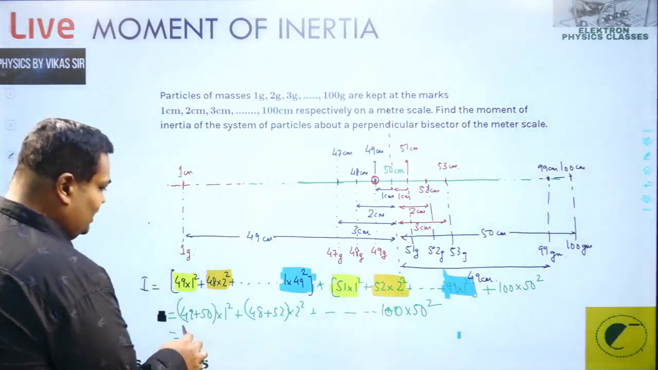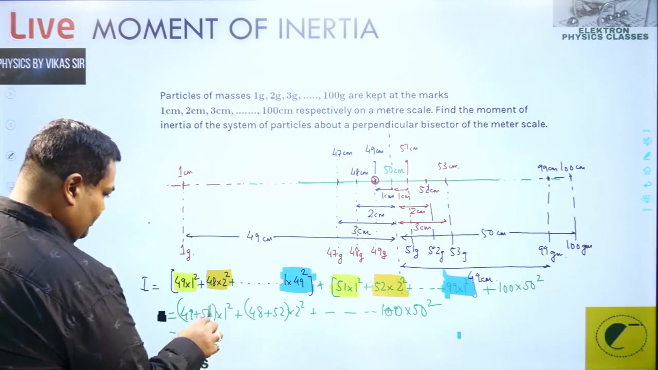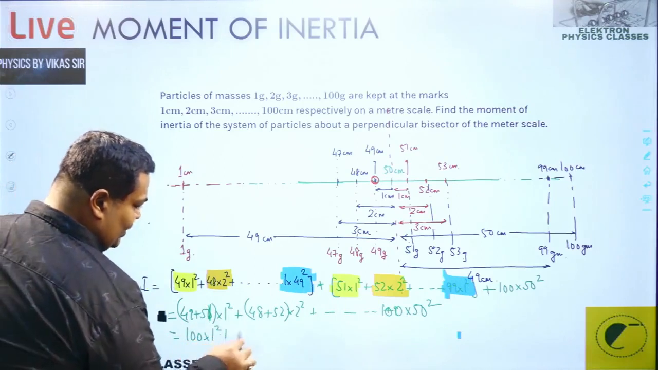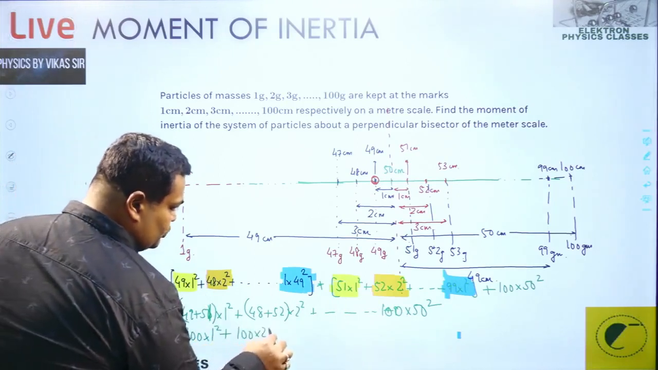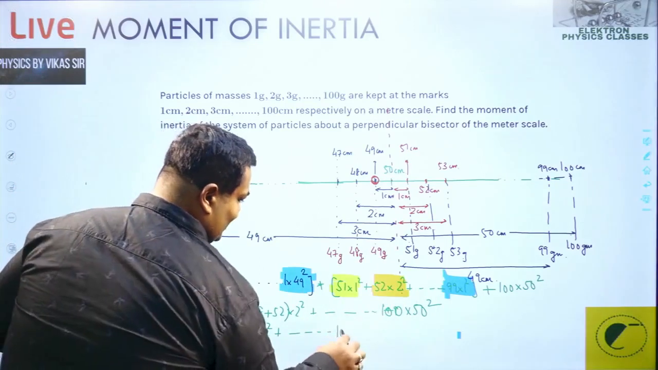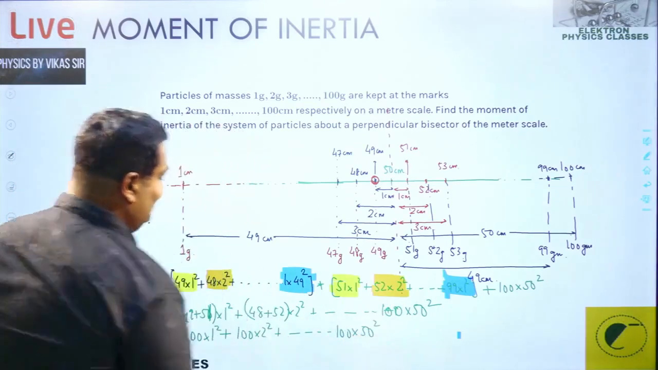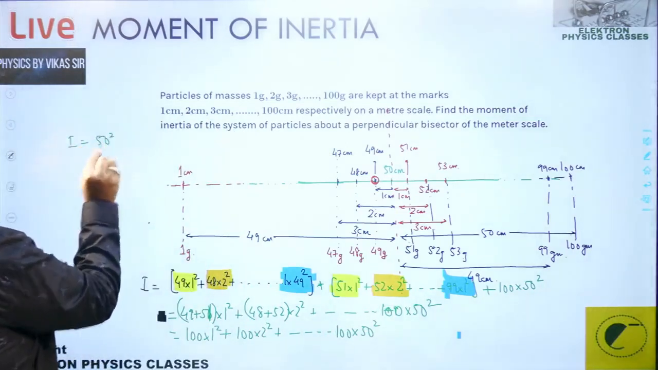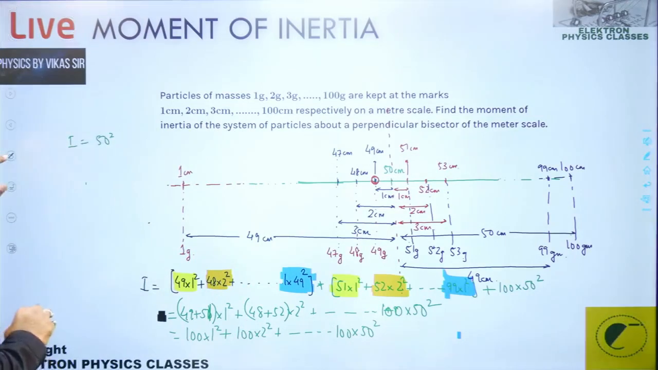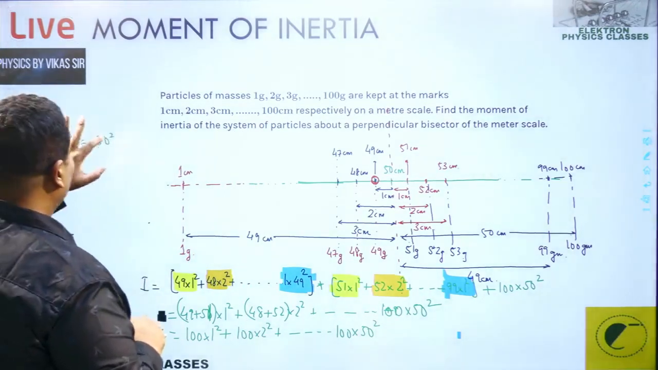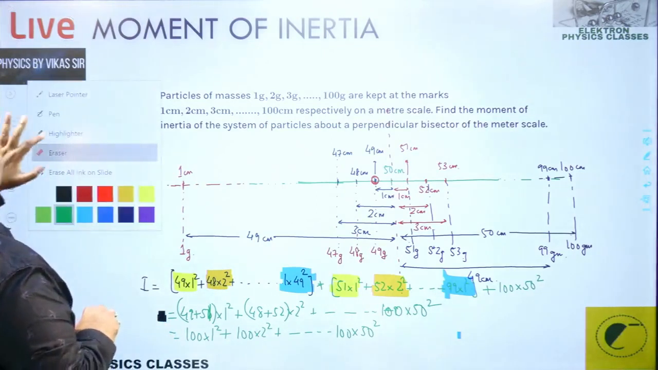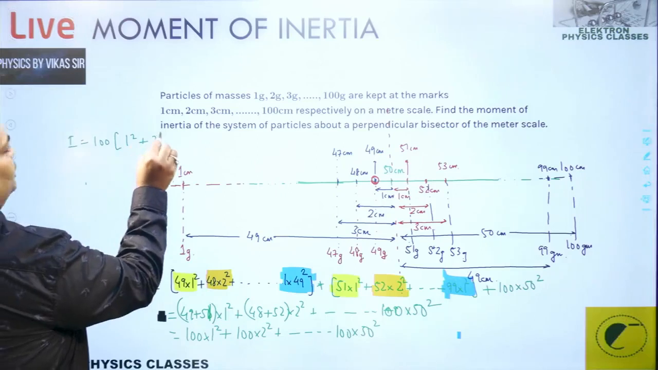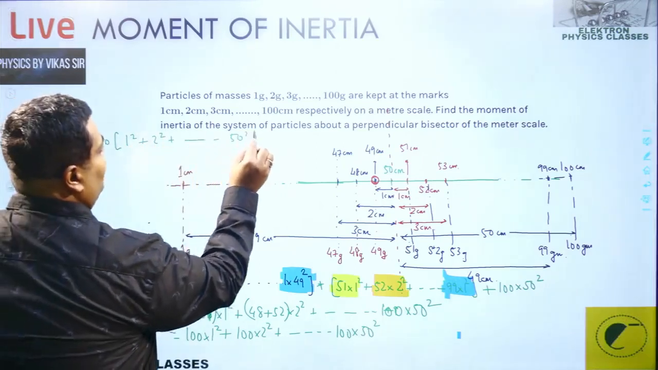We get 49 plus 51, so 49 plus 51 becomes 100. That's 100 into 1 square. This one again 100, so 100 into 2 square, and so on. And the last one becomes 100 into 50 square. That gets combined. And now the overall moment of inertia becomes 100 common, and 100 common into the first term 1 square, the next term 2 square, and this goes on till 50 square.